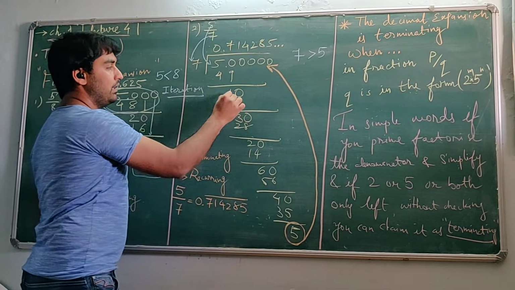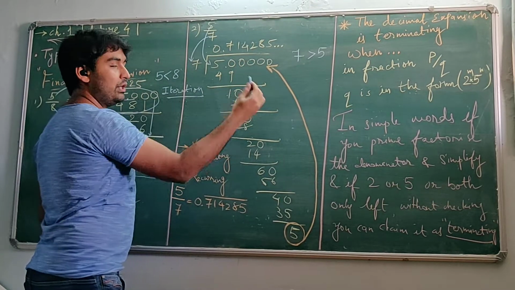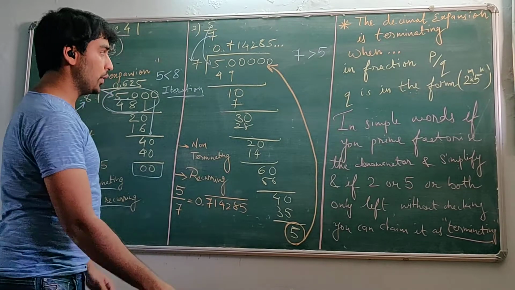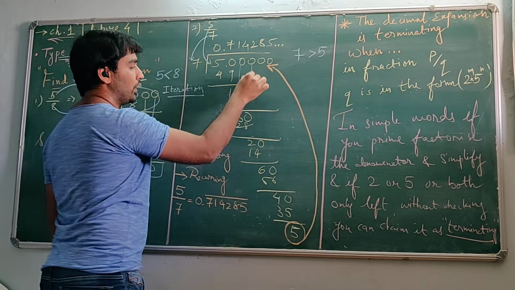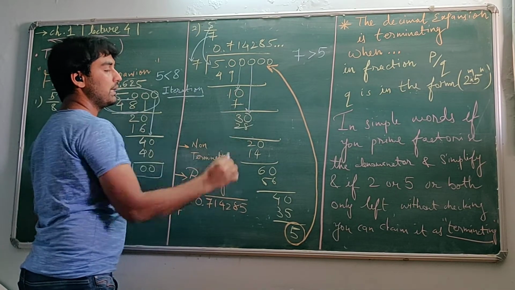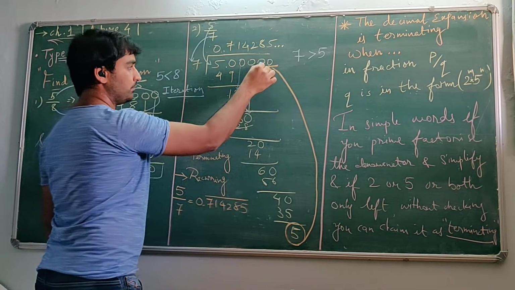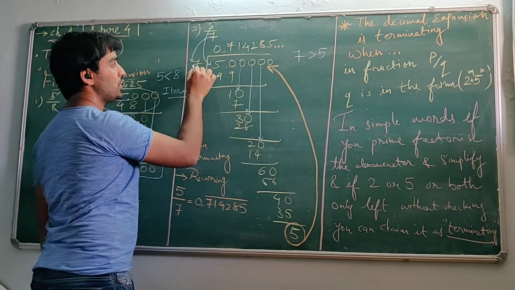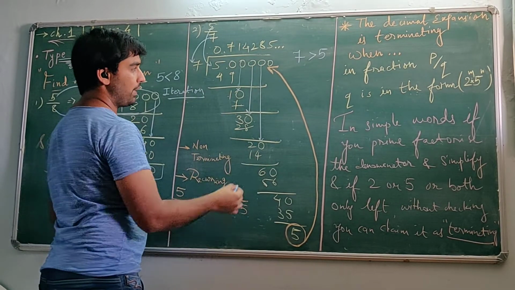7 1s are 7, 3 would be the subtraction. Now again at each and every iteration, zeros are going to be gifted to us. So we can take one more 0 over here, and it makes 30. 7 4s are 28. 2 remains, one more 0 comes, 20. So 7 2s are 14, 6 would be the subtraction.